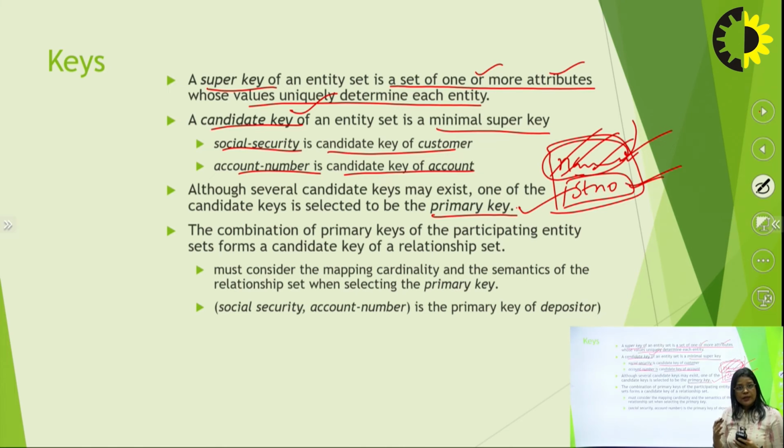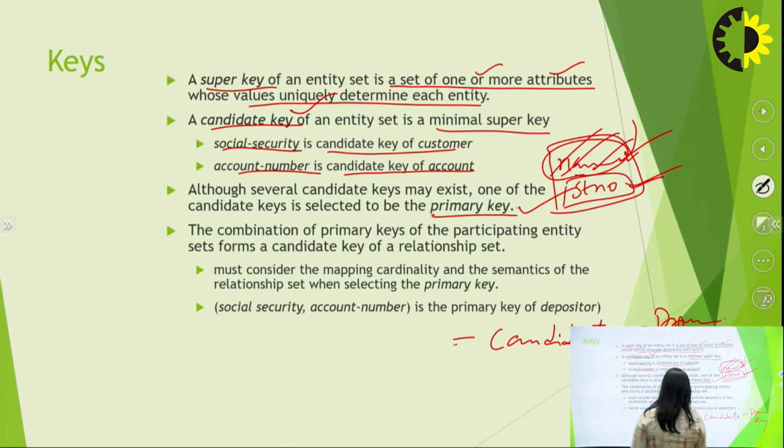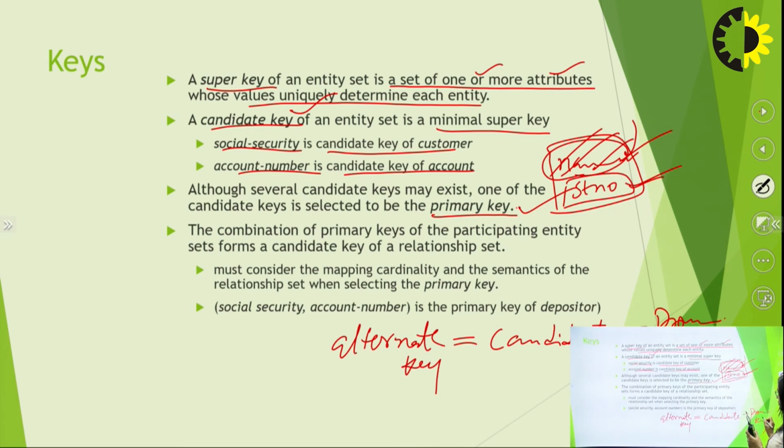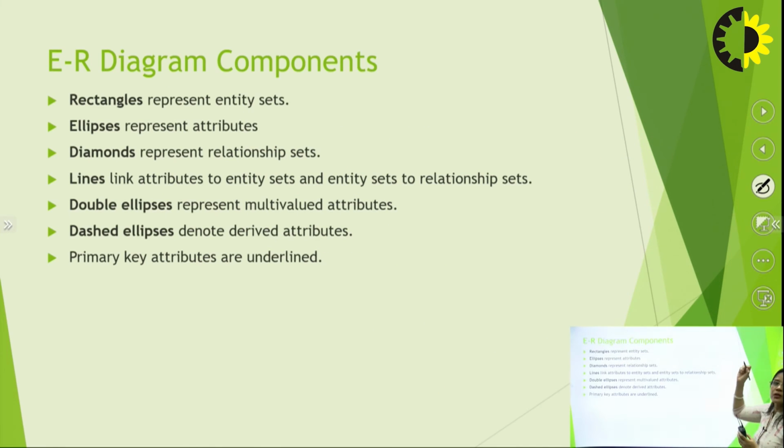Now what is the alternate key? Candidate keys minus primary key. All the remaining candidate keys are known as the alternate keys, which can be used for unique identification as per the requirement, right? Okay, so I think all the basic key concepts have been discussed here. We'll discuss the foreign key further in the next slides.